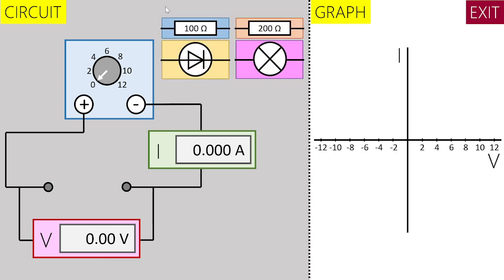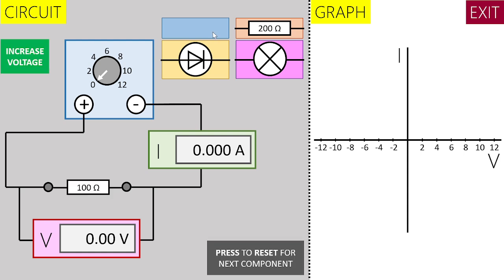So let's choose the 100 ohm resistor there, and then we just cycle through. We increase the voltage to 2, 4, 6, 8, 10 and 12. As the voltage increases, so too does the current, and I'm plotting the values on the graph on the right.